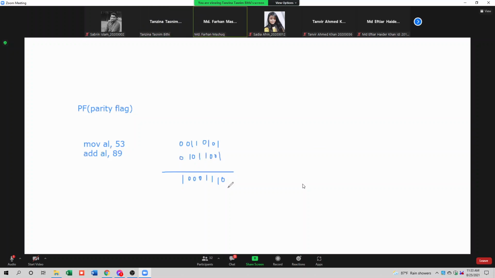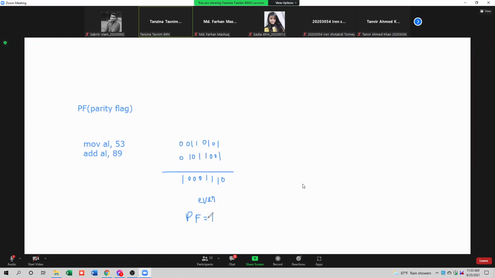The number of 1 bits is 4, that is even. So when the result has an even number of 1 bits, the parity flag register's value will be 1. How can we define the parity flag register? This flag register indicates the parity of the 8-bit result produced by an operation. That operation can be addition, subtraction, increment, or decrement. And if this result has an even number of 1 bits, then the parity flag register will be set.